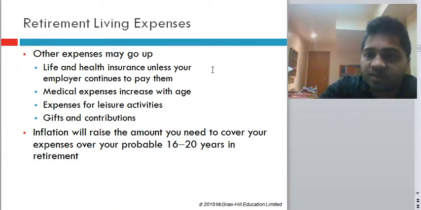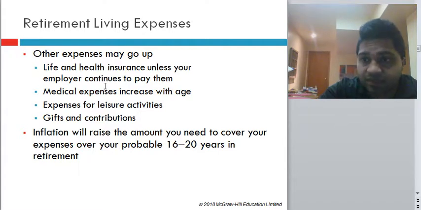But other expenses may go up, so certain expenses may actually increase when you retire. Life and health insurance will go up unless your employer continues to pay them, which is very rare. Expenses for leisure activities will go up. You will have a lot of free time, so you would like to spend it on a lake, doing some water activities, traveling the world. All these things will go up. Gifts and contributions will go up. Generally people are more charitable when they are retired, so that's a big increase.